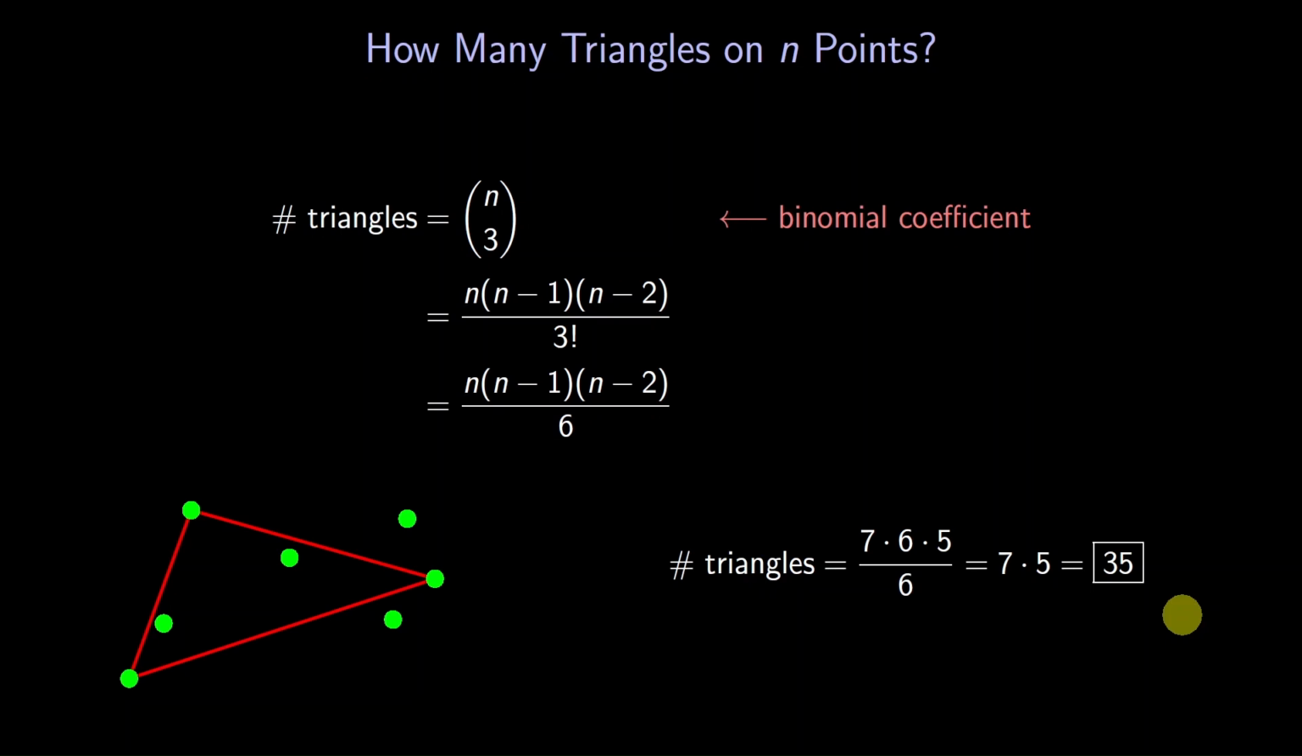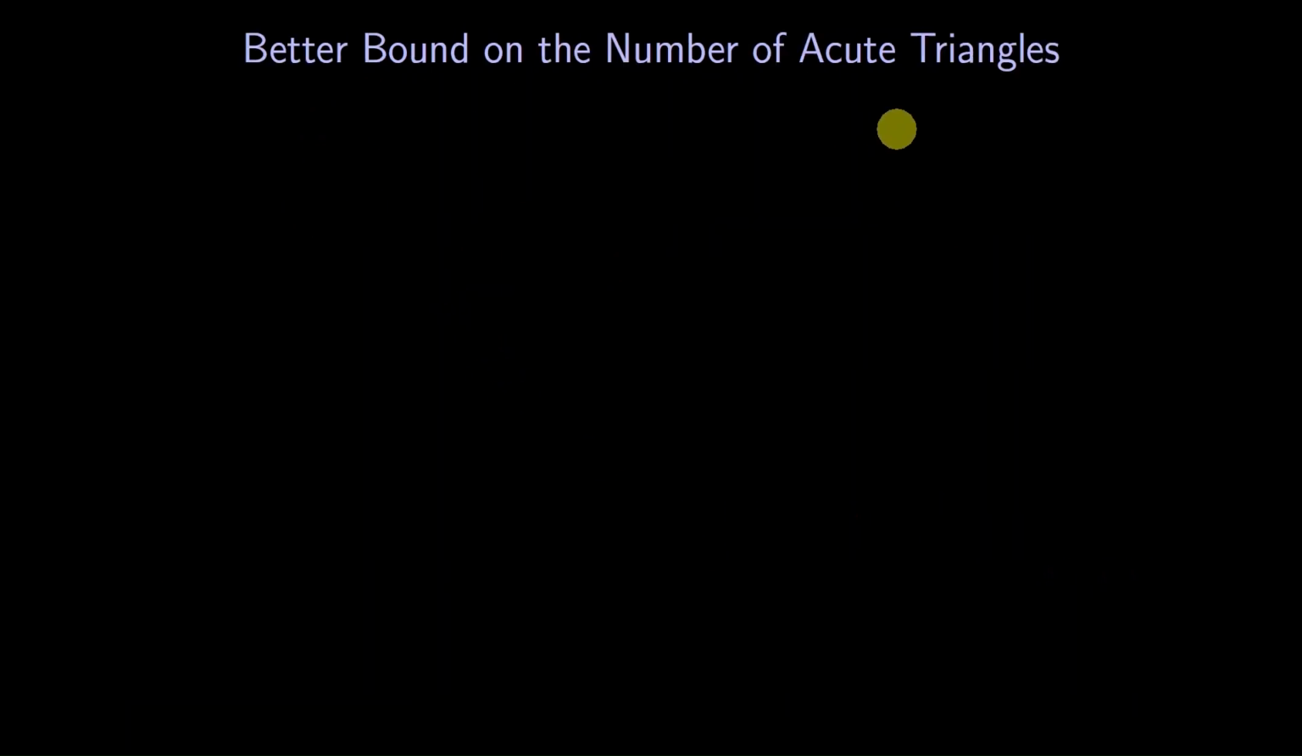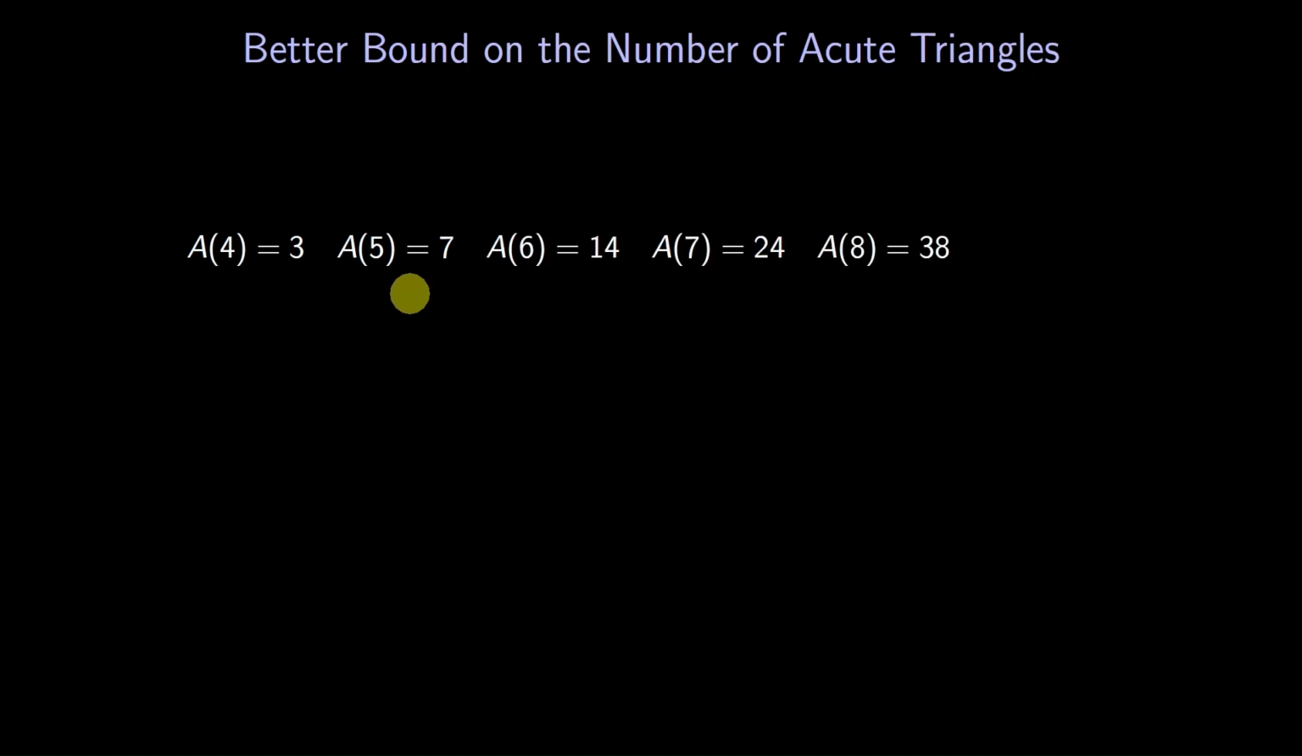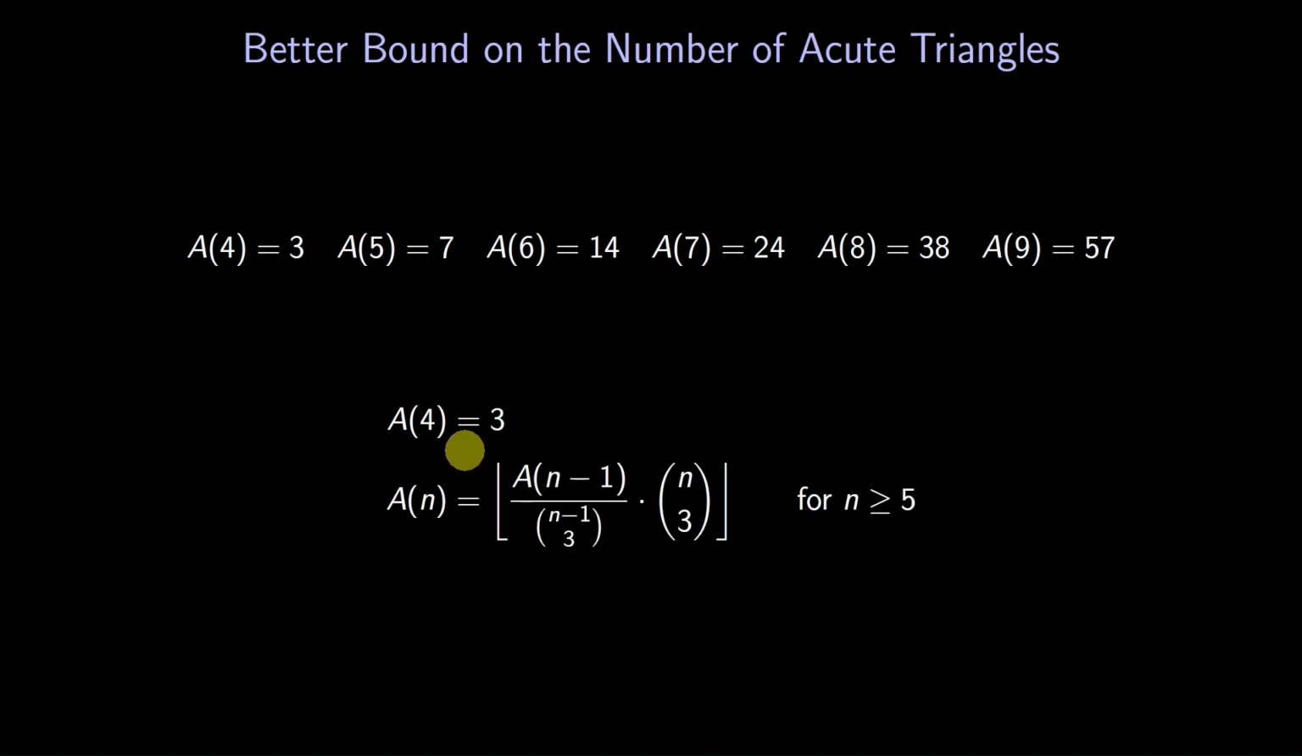Okay, next we need a good bound on the number of acute triangles. We'll express our bound using an interesting sequence of numbers. A of 4 is 3 because on 4 points there are at most 3 acute triangles. And A of 5 is 7 because on 5 points there are at most 7 acute triangles. Where did I get the other numbers? I set up a recurrence equation. Here it is. The base case sets A of 4 to 3. The general case defines A of n in terms of A of n minus 1, as you see here.